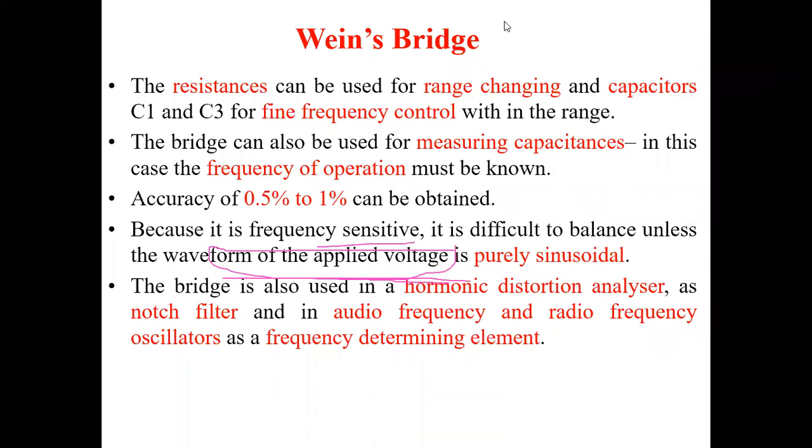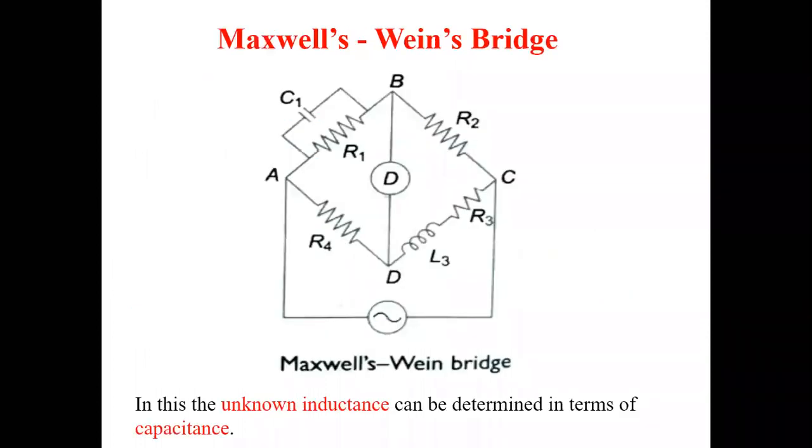And next, we will see the Maxwell's Wien bridge. This Maxwell's Wien bridge is exclusively used to find the unknown inductance in terms of the capacitance. Here the unknown inductance that we have to find is L3, and we have the unknown resistance R3 as well.